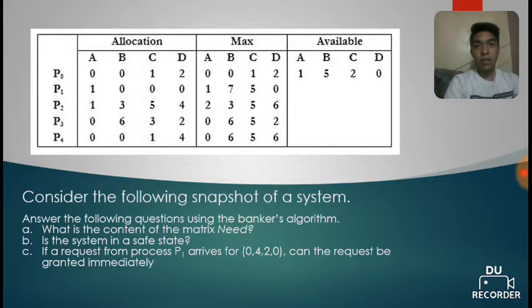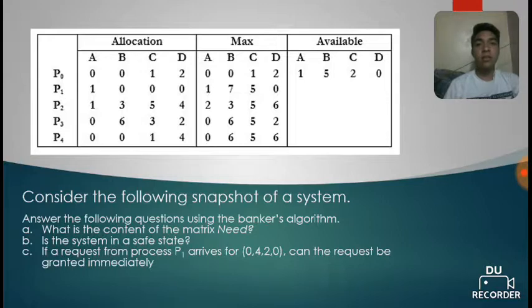Hello guys, today we are about to answer the following questions using the banker's algorithm. First, what is the content of the matrix need? Second, is the system in a safe state? And lastly, if a request from process P1 arrives for 0420, can the request be granted immediately?